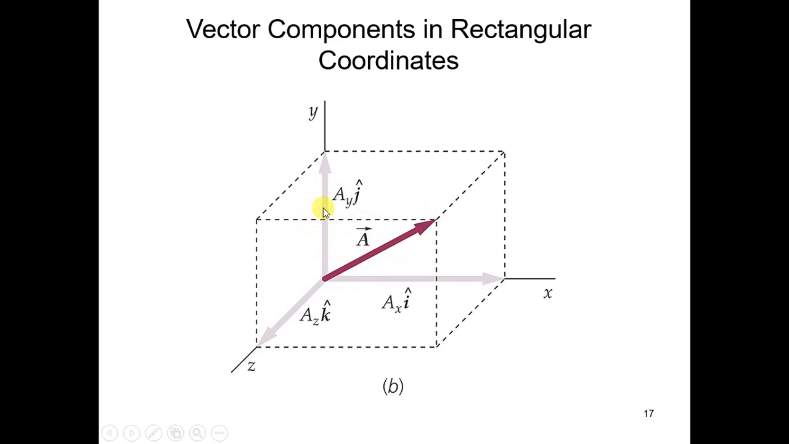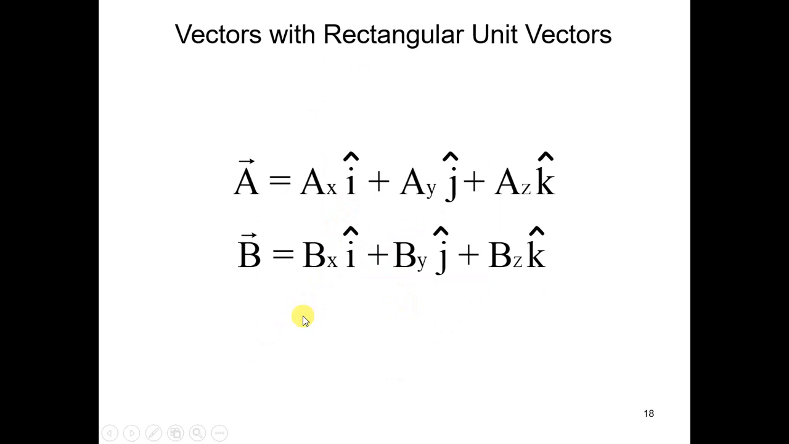The component in the y direction is Ay times j cap, in the direction of x it is Ax times i cap, and in the direction of z it is Az times k cap. So the vector A is represented as Ax i cap plus Ay j cap plus Az k cap. If our vector is written with rectangular unit vectors, A equals Ax i cap plus Ay j cap plus Az k cap.